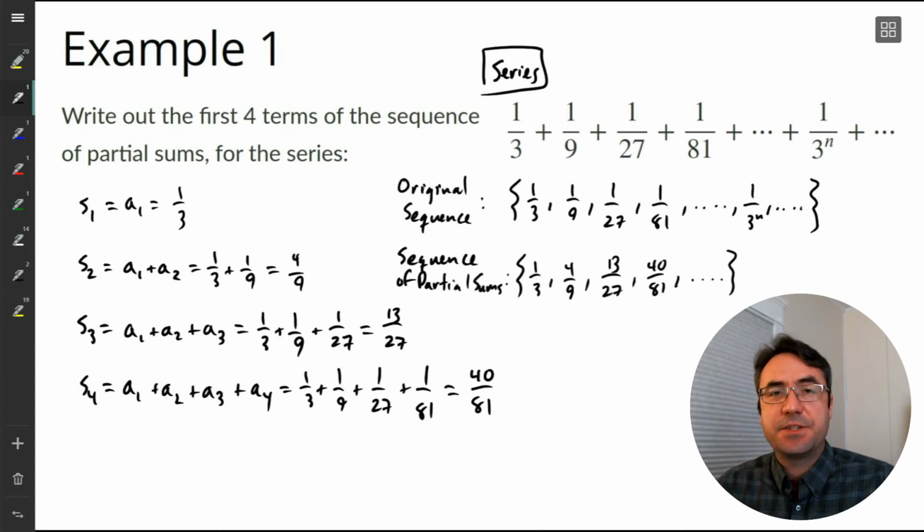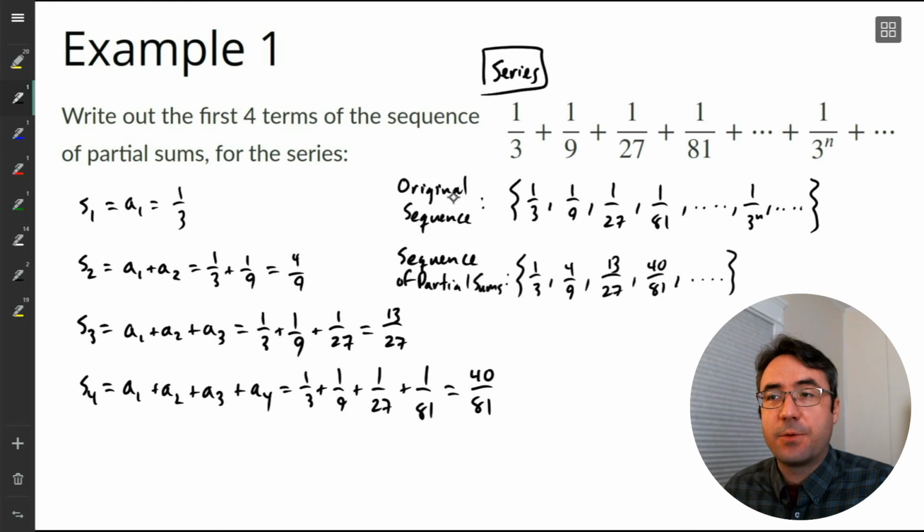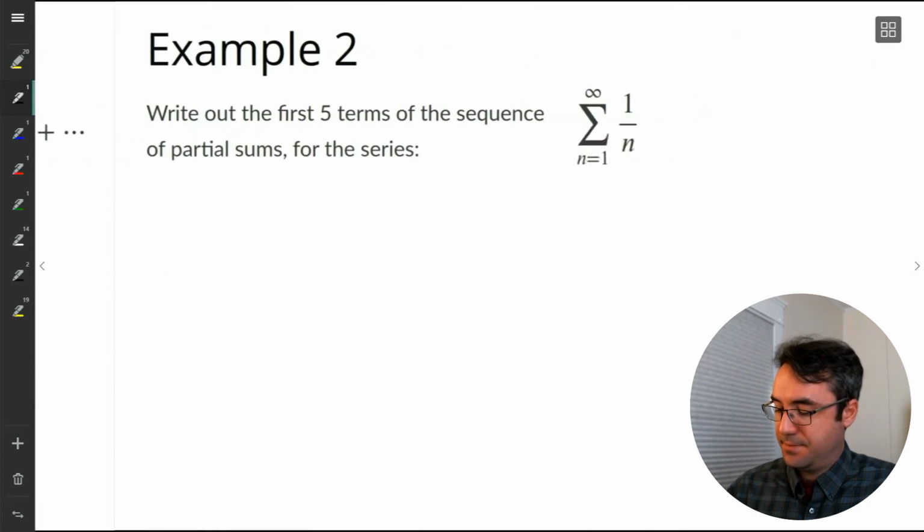So we have these 3 things we're talking about. We have our original series, which is where we're trying to add everything together. We have our original sequence, which is just those terms listed out individually. And then we have our sequence of partial sums, which we get by adding progressively more and more of the terms from our original sequence. All right, let's try another example like this.